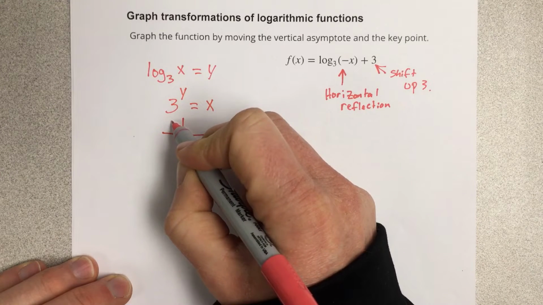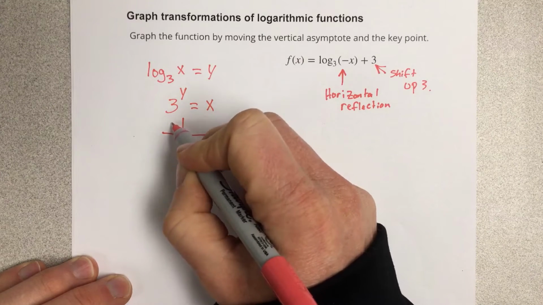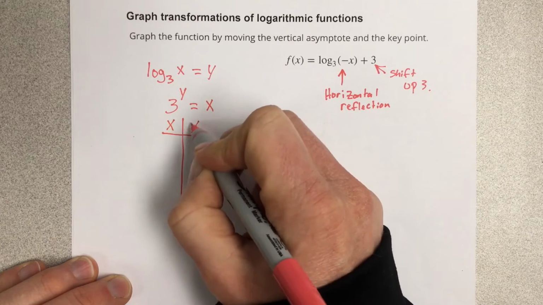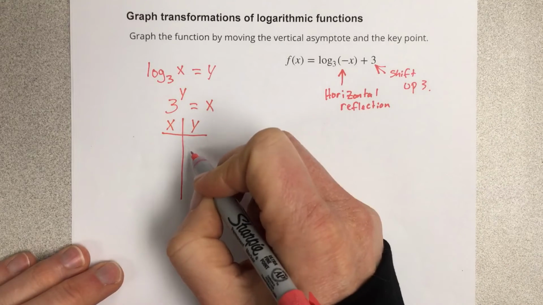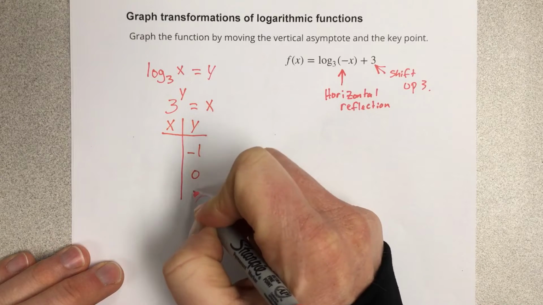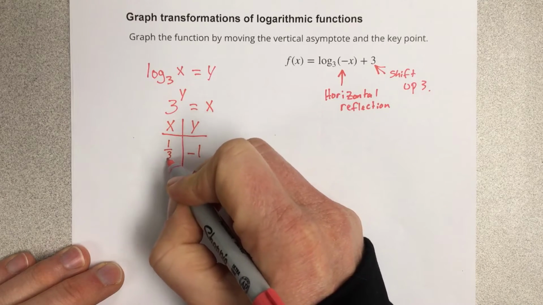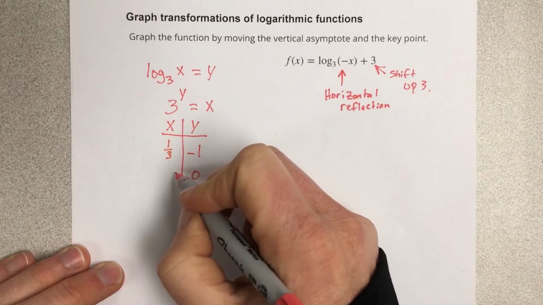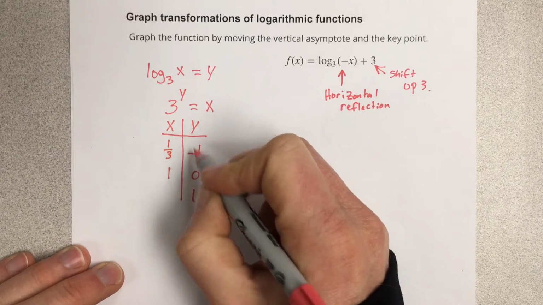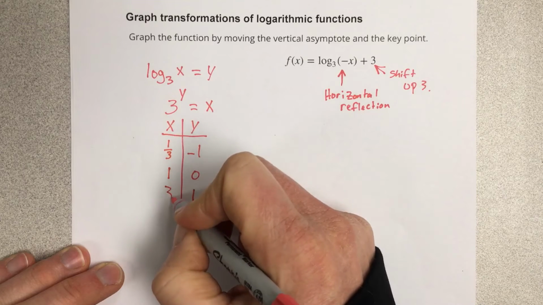And then I'm going to graph it. Well, I'm going to plot the points in our t-chart. So I'm going to write x and y. And I'm going to pick -1, 0, and 1. I'm going to plug in -1. I get a third. I'm going to plug in 0. I get 1. I'm going to plug in 1. I get 3.